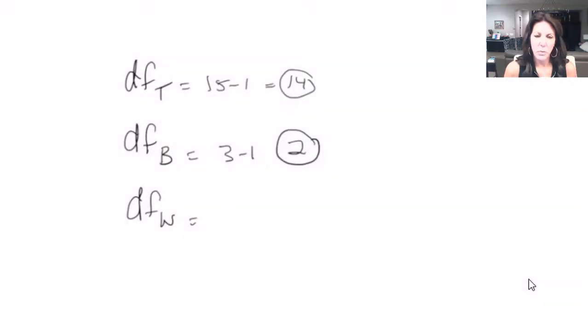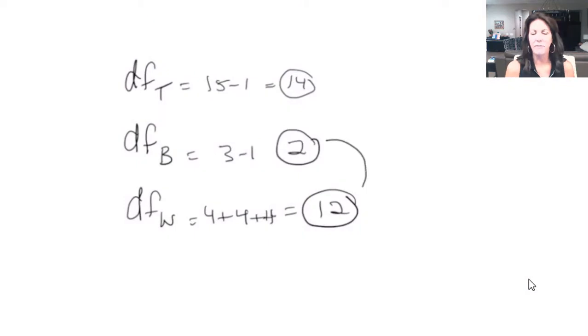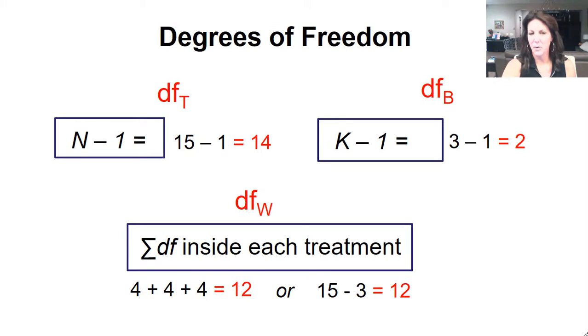And the degrees of freedom within is basically the n minus 1 for each group. Each group has 5 participants, so n minus 1 is 4. So 4 plus 4 plus 4 gives us a degrees of freedom within of 12, and that matches what I showed you earlier, that our degrees of freedom when we look at the F table are going to be 2 and 12. All right. And here's a summary of that information as well.